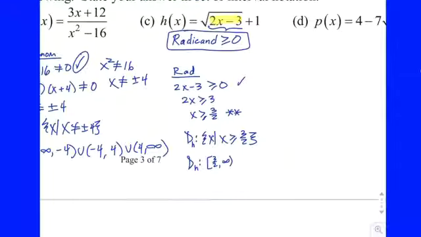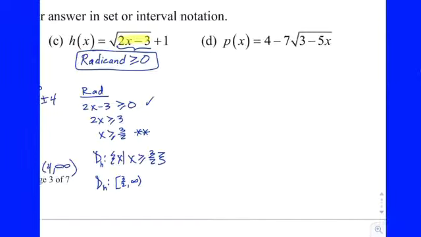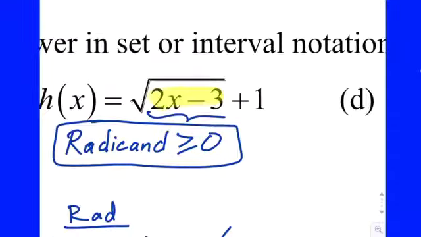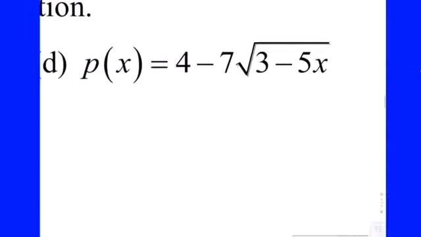All right. So what do we do if we see a square root or a fourth root? We take the what? Radicand and say it is greater than or equal to 0. All right. What about that +1? Ignore it. For now, ignore it. We're only focusing on the domain, not the graph. It's going to affect the graph, but it doesn't affect the domain.